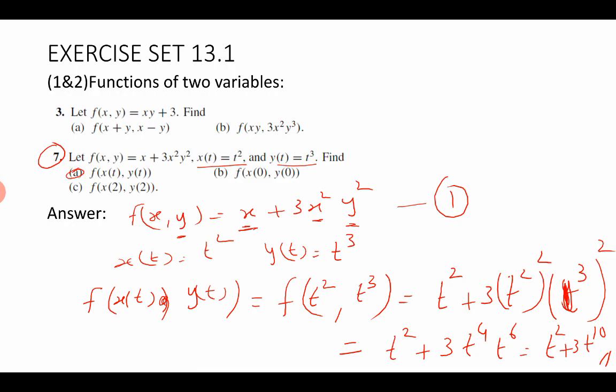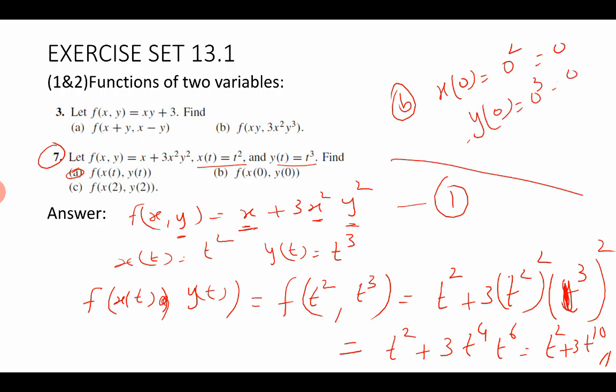And in a similar way, for B you first find x(0). Substitute t = 0. x(0) is 0², so it is 0. y(0), which is 0³, is 0. So what is f(0, 0)? x(0) is 0, y(0) is 0, so 0 plus 0. The answer is 0. See, you try your own, and let's go to the next problem.